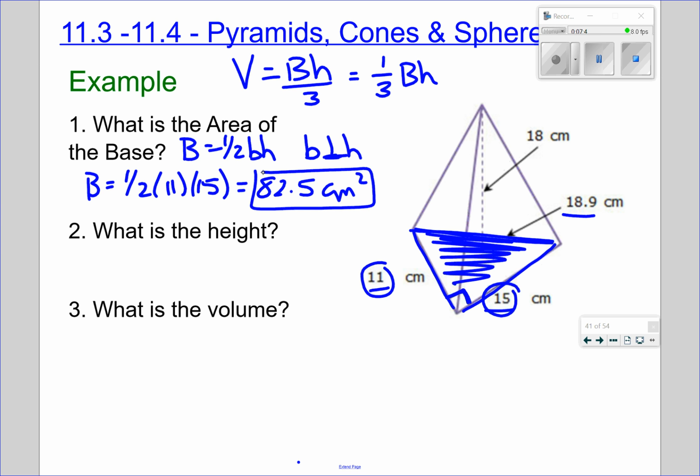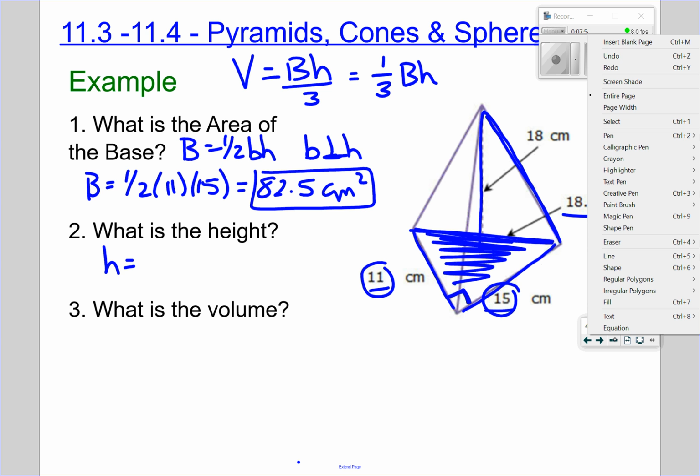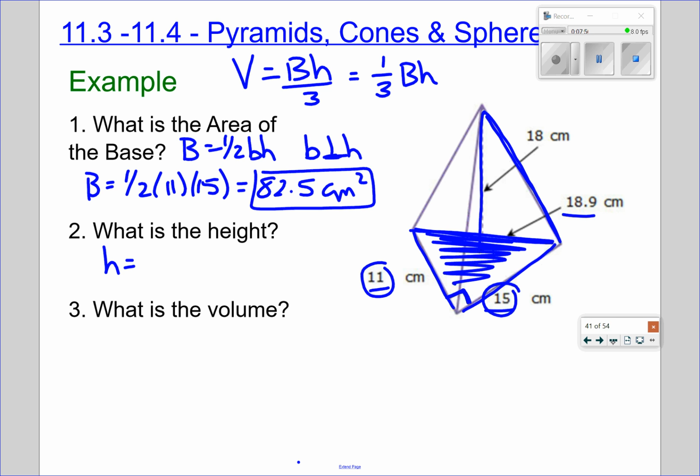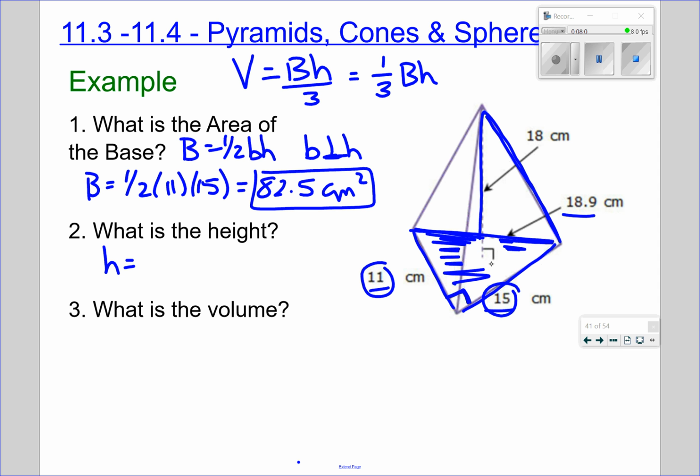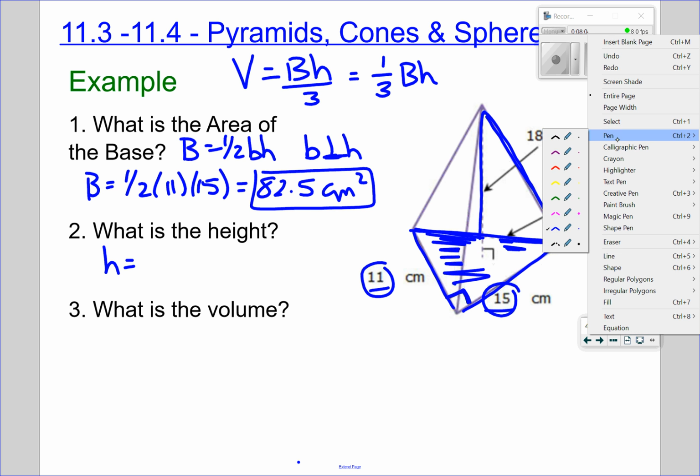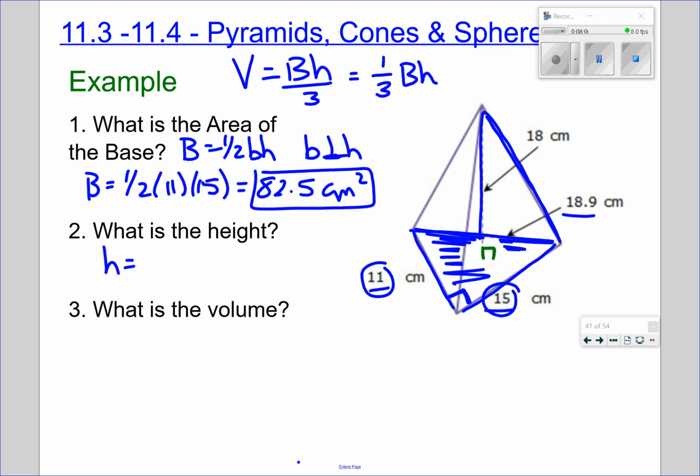Then it says, what is the height? Well, the height would be how tall our whole pyramid is. So some people might think this is the height. This is actually called the slant height. We actually want the height, and it's going to be perpendicular to the base. And if I erase this here, you should be able to see that perpendicular mark. So this right here is showing that this height, or this dotted line, is actually perpendicular to this whole base down here.